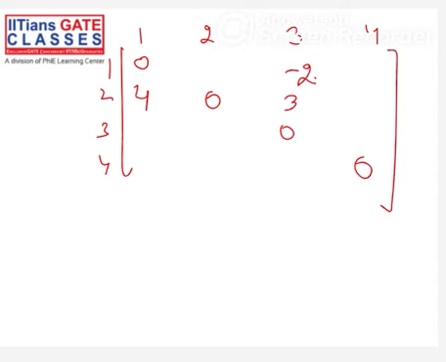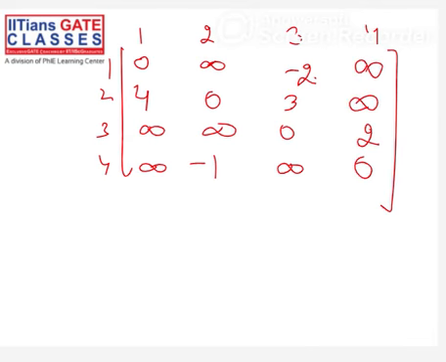Now 3 to 4, you're going with 2. And then 4 to 2, you're going with -1. Rest all are infinity. So how many? This is the 1, 2, 3, 4, 5. I think I have covered. Yeah. Okay. So this is your initial matrix.